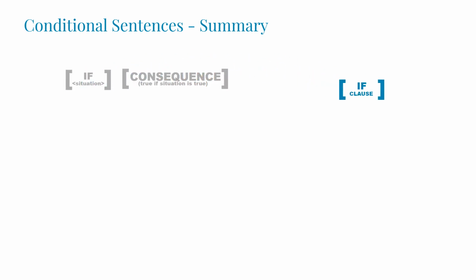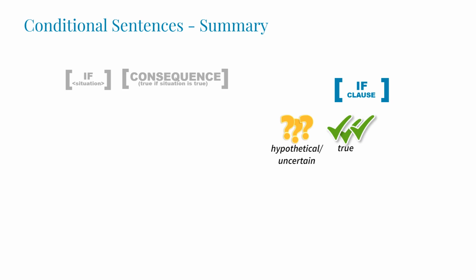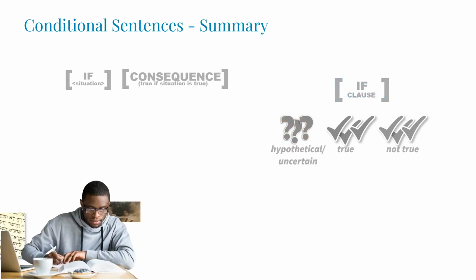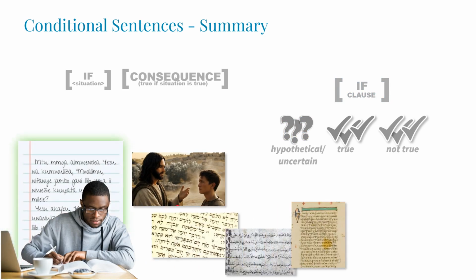In summary, a conditional sentence has two parts: an if clause that describes a situation, and a consequence clause, which must be true if the if clause is true. In English and some other languages, if clauses can describe situations that are hypothetical, that is, possibly true or possibly false, as well as situations that are known to be true and situations that are not true. In many other languages, different expressions are used, and sometimes the equivalent of if can only be used in hypothetical situations. So it is important for translators to recognize how a conditional sentence is being used in order to translate it accurately.